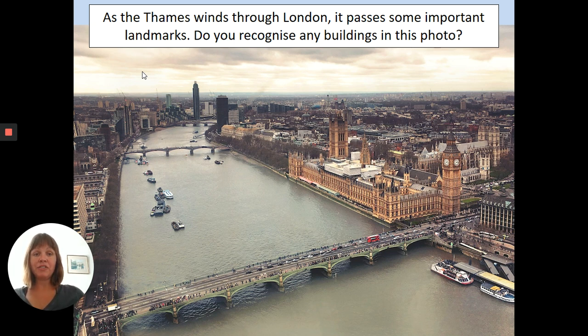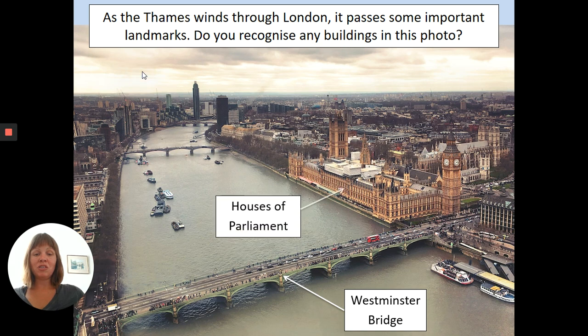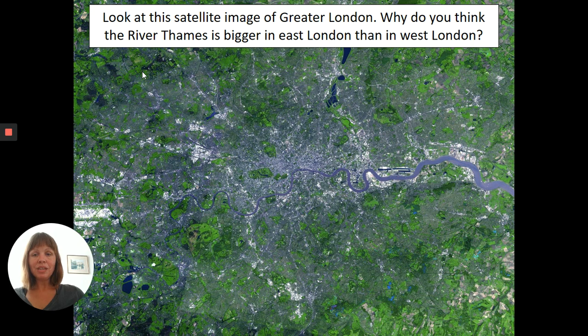Do you recognise any buildings in this photo? You might see right in the foreground here is Westminster Bridge, and the Houses of Parliament. Behind that we've got Westminster Cathedral, and here's a satellite image of Greater London. So thinking about why the River Thames is bigger in East London than it is in West London. And that's because, of course, as it goes from its source to its mouth, the river gets wider and wider, and the mouth is towards East London.